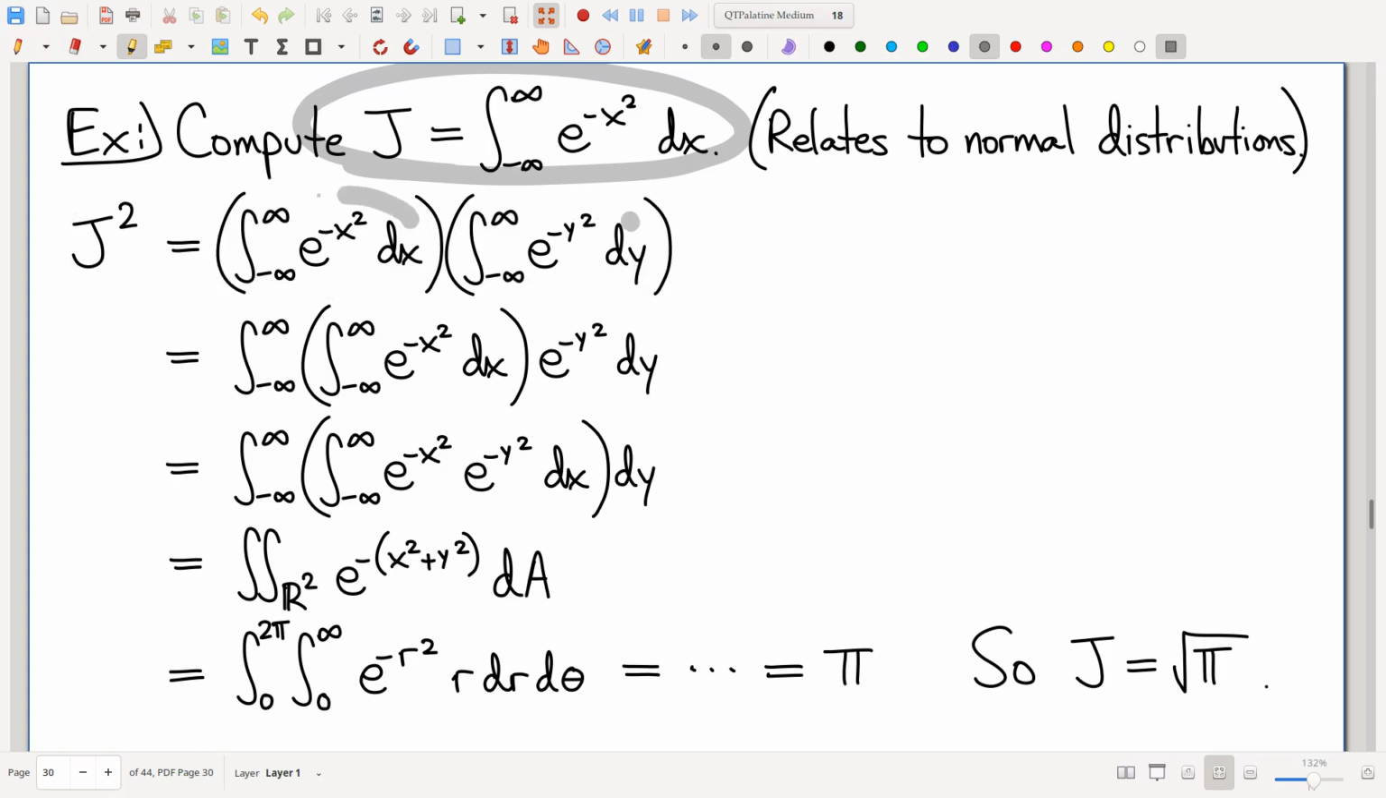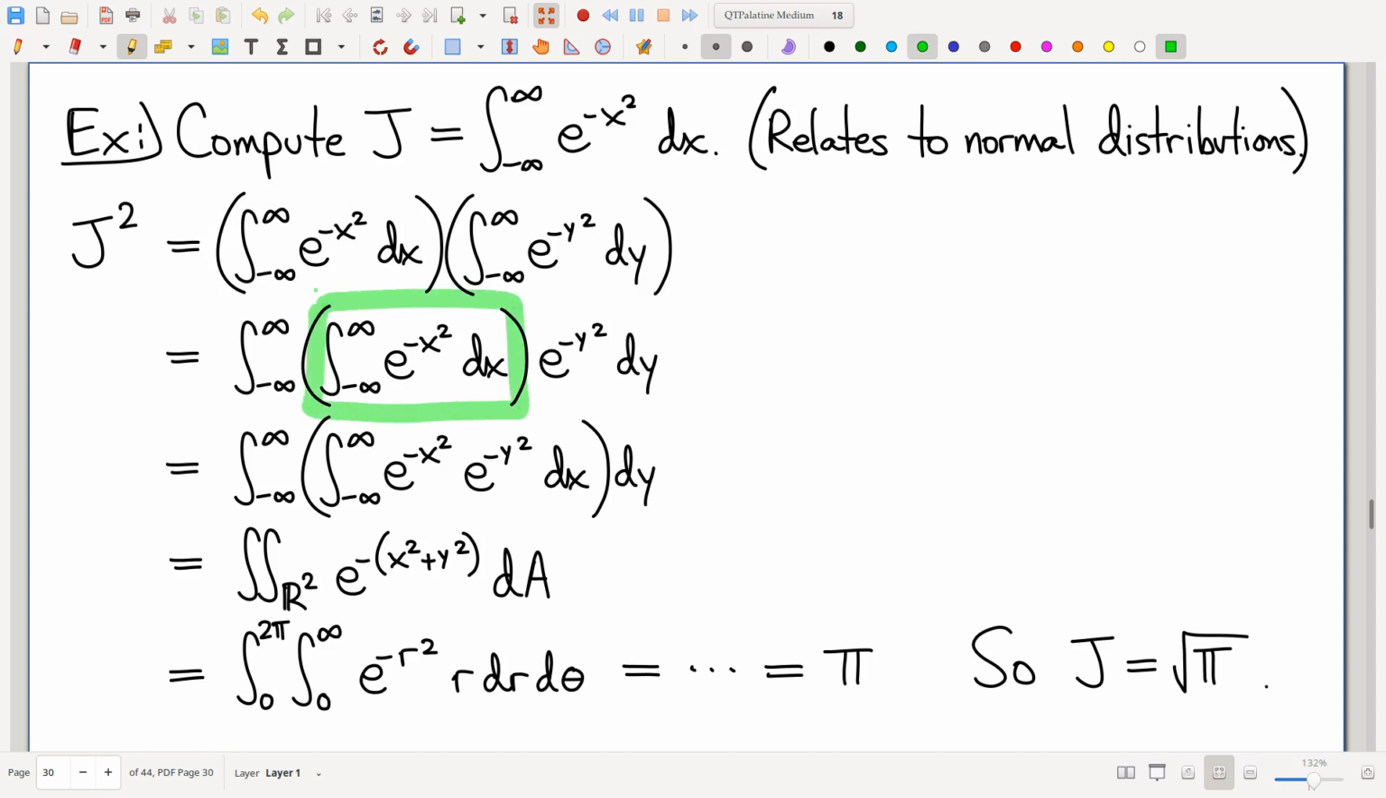Proceeding along, this being a constant, I can factor it into that y integral. Perfectly legal. It's just a number. Multiplicative constants move in and out of integrals, no problem. Okay. In this integral, x is my only variable, and y, being further to the outside, is a constant. That means e to the minus y squared is a constant, and I can move that inside of the green integral.